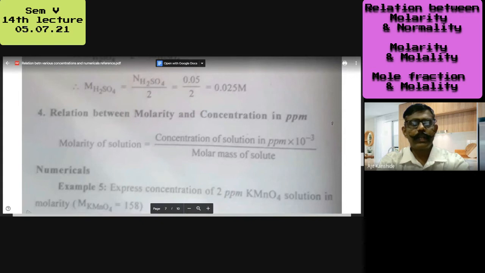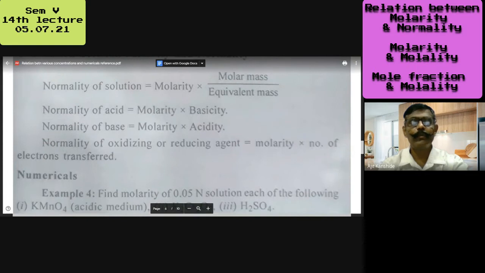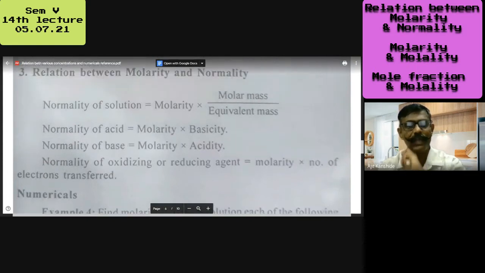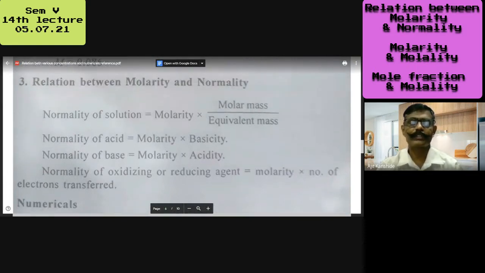See, students, last time I discussed the relationship between molarity and concentration in ppm and studied in detail why these 10 raised to minus 3 is coming. This relationship we have derived, we have proved. Your involvement also was fabulous. Fantastic. By the way, I came to the third formula, the relationship between molarity and normality. So I discussed this first aspect.